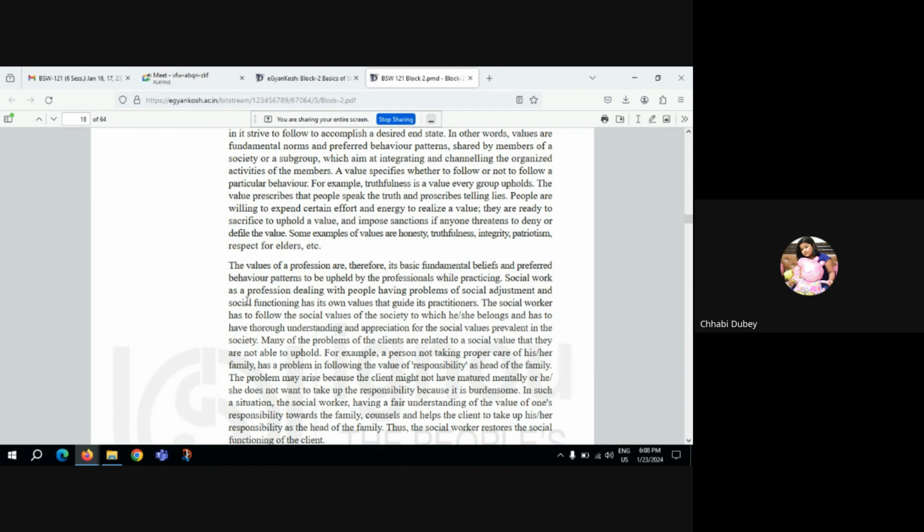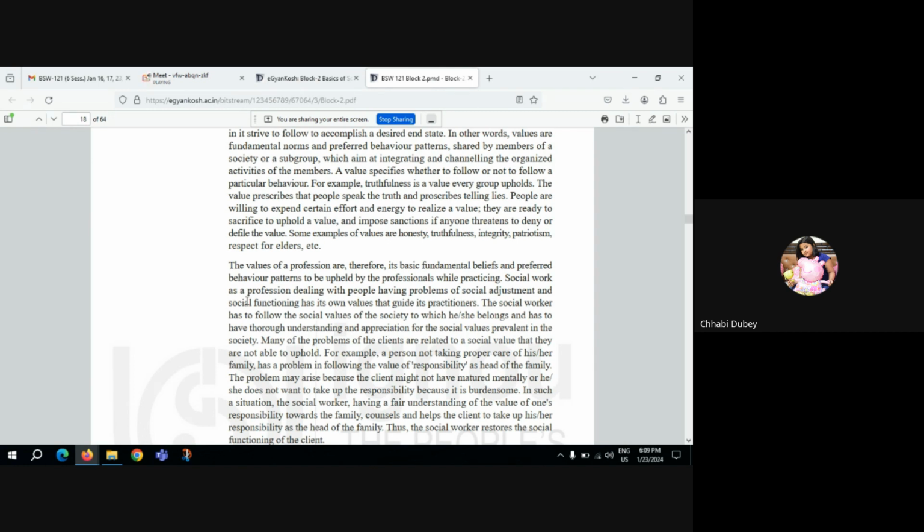which is that the values of a profession are its basic fundamental beliefs and preferred behavior patterns, which have to be upheld by the professionals while they are practicing it. Social work as a profession deals with people having problems of social adjustment and social functioning. A social worker has to follow the social values of the society, which he or she is also a part of. We need to have a thorough understanding and appreciation of the social values prevalent in the society at that point of time.